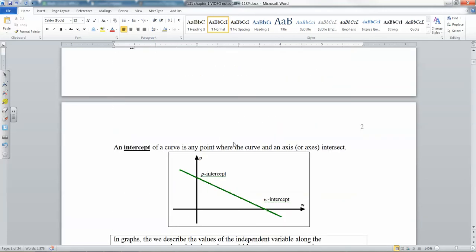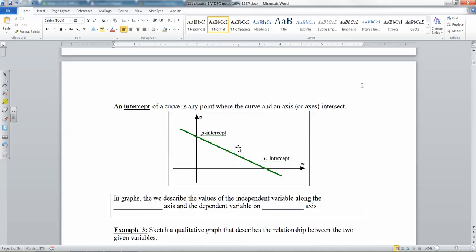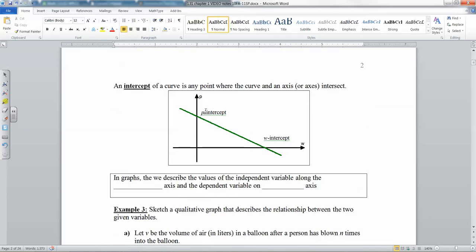All right, now let's talk about intercepts. Intercepts are a big deal for us. They're going to be where your line or curve or whatever intersects with the axes. So for example, this particular graph has a p-intercept because that's a p-axis, and a w-intercept because that's the w-axis. A lot of times it'll be x-axis and y-axis, so you'll have x-intercept and y-intercept, but it doesn't have to be that way. It depends on which variable letters they're using.